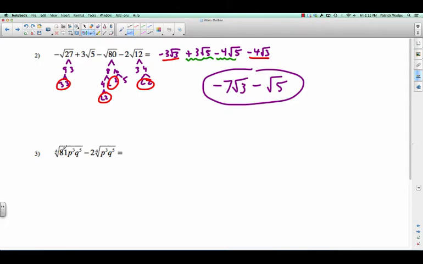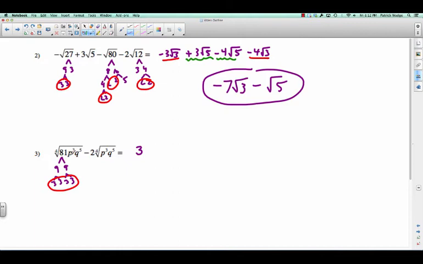Okay, we're looking for fourth root this time. So let's try just the 81 here. We got 9 and 9. 3, 3, 3, 3, and we're looking for a group of 4, and that's exactly what we have here, a group of 4. So we know that we can get a 3 coming out.